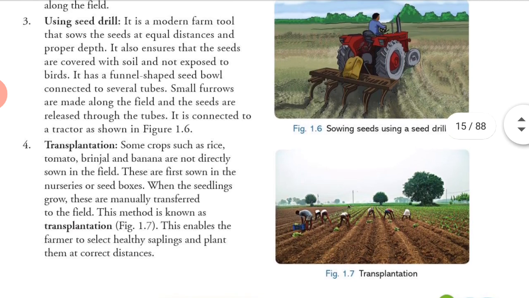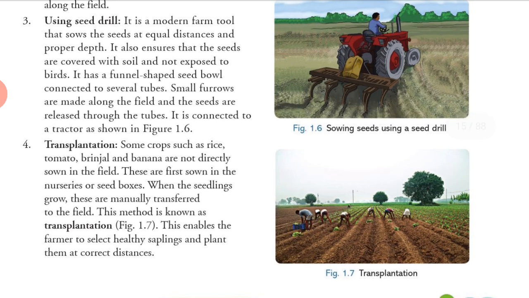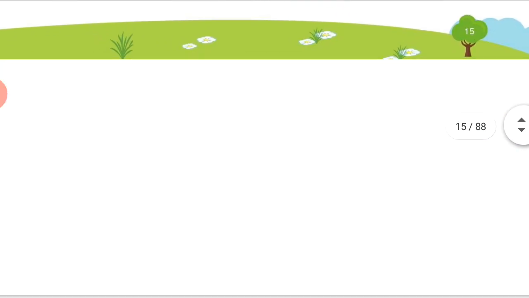Transplantation is another method of sowing seeds. Some crops such as rice, tomato, brinjal and banana are not directly sown in the field. These are first sown in nurseries or seed boxes. When the seedlings grow, they are manually transferred to the field. This method is known as transplantation. This enables the farmer to select healthy saplings and plant them at a correct distance also.